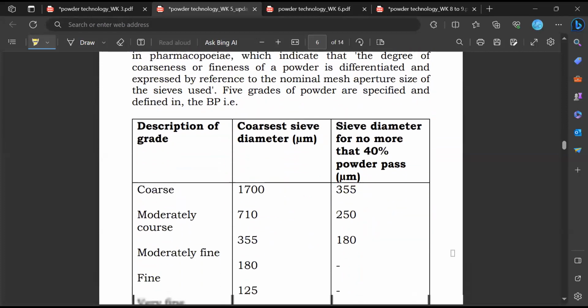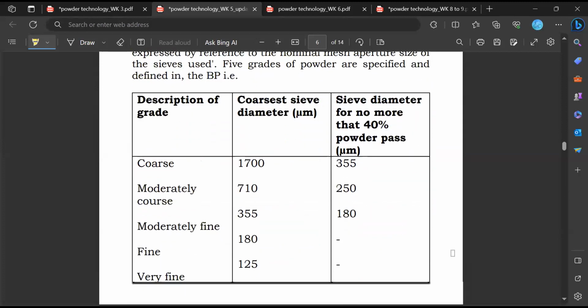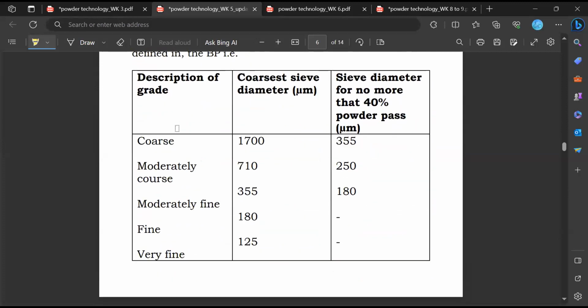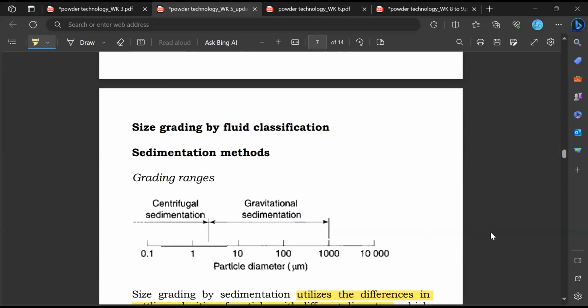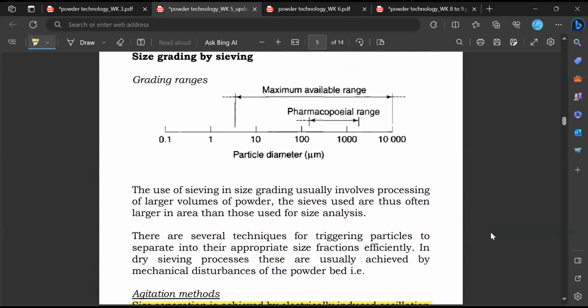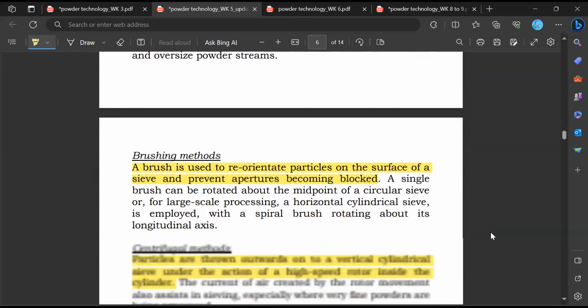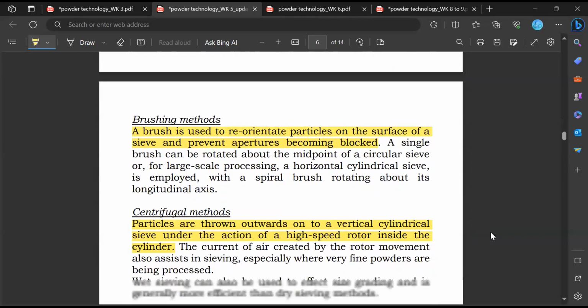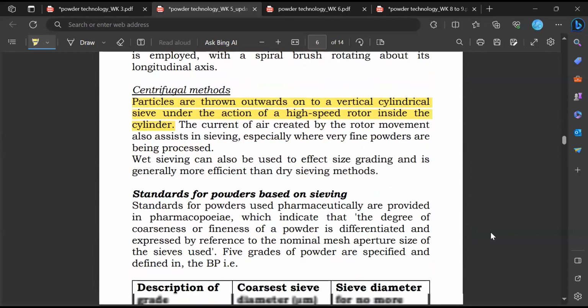So there are certain standards for powders based on sieving. When you need viscous particles, then you use a sieve diameter that is around 1700 micrometers, and then you can see for very fine it is 125. And yeah, so that was the first one, size grading by sieving, where you have agitation methods, brushing, where just a brush is used to prevent the apertures from being blocked, and centrifugal methods.